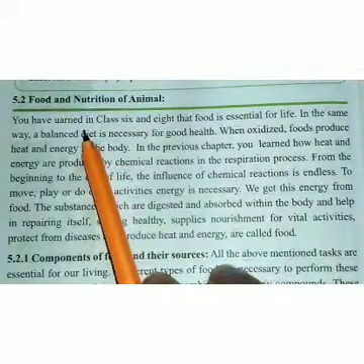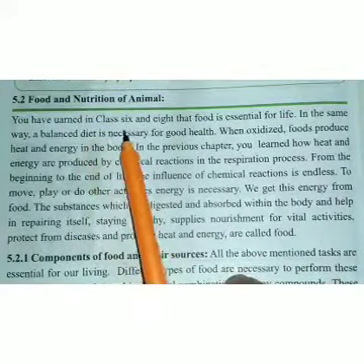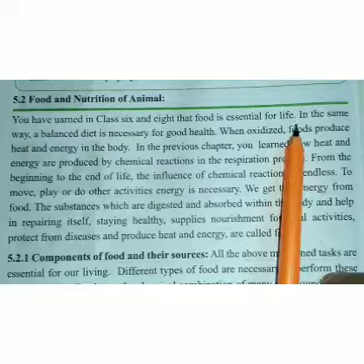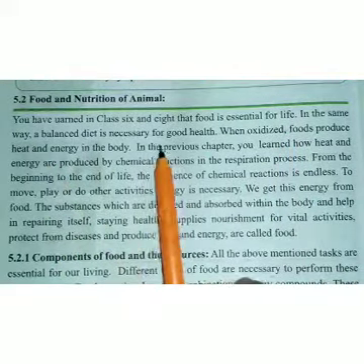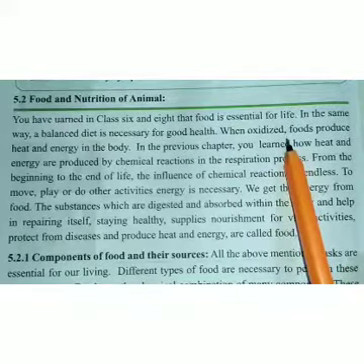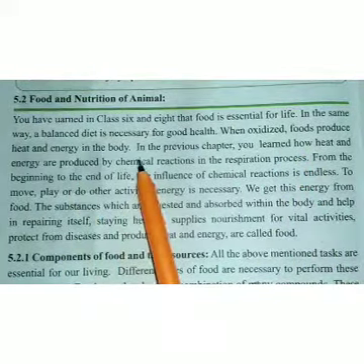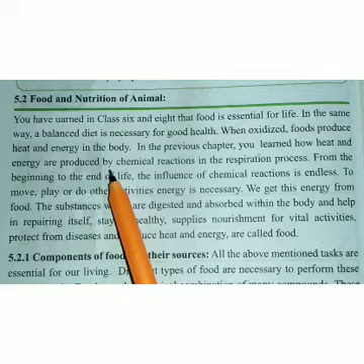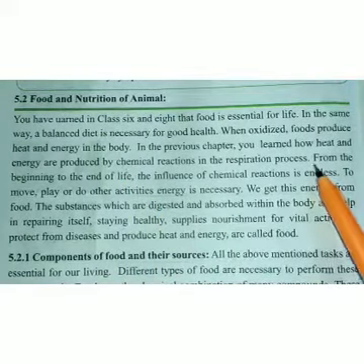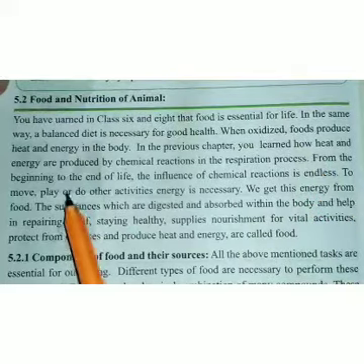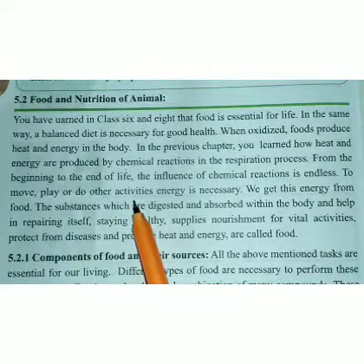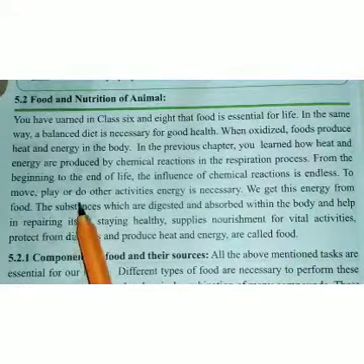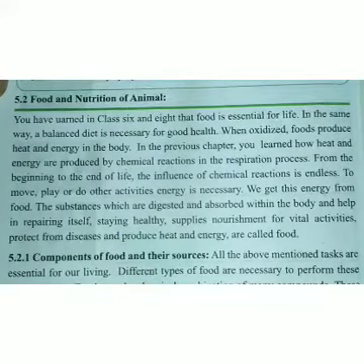You have learned in class 6 and 8 that food is essential for life. In the same way, a balanced diet is necessary for good health. When oxidized, food produces heat and energy in the body. In the previous chapter, you learned how heat and energy are produced by chemical reaction in the respiration process. From the beginning to the end of life, the influence of chemical reactions is endless. To move, play or do other activities, energy is necessary.